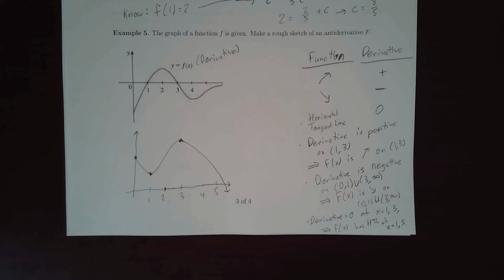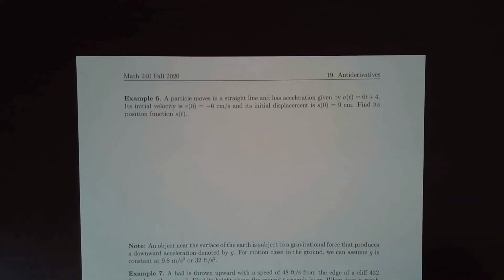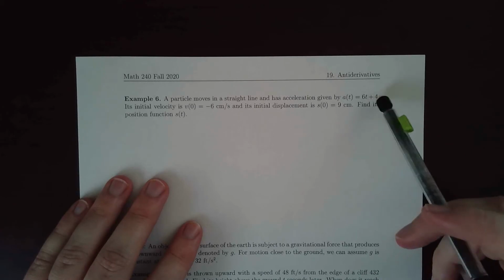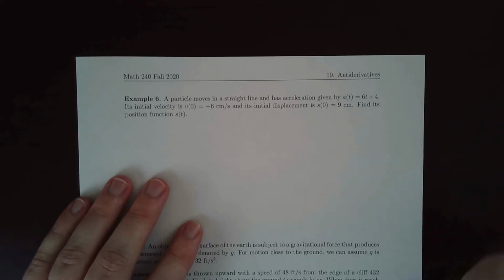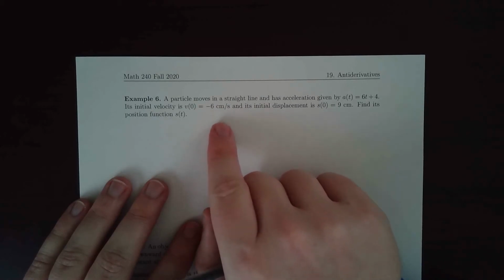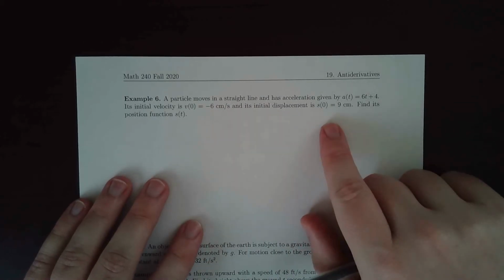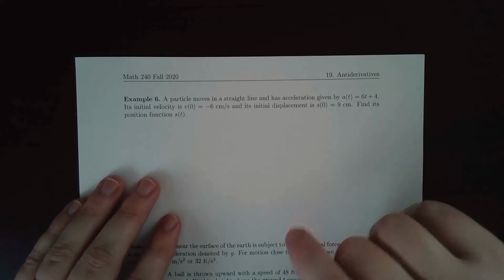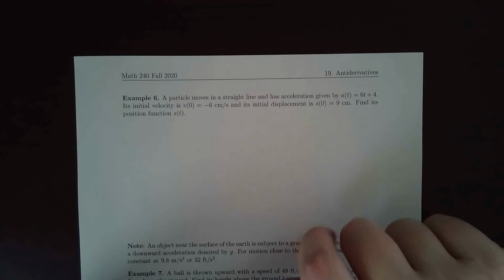All right, let's go through 2 more examples just to make sure we're understanding what's going on. So let's say we've got a particle, and the particle is moving in a straight line and has an acceleration given by a of t equals 6t plus 4. Its initial velocity is v of 0, which is negative 6 centimeters per second, and its initial displacement is s sub 0, which is 9 centimeters. We want to find the original position function s of t.